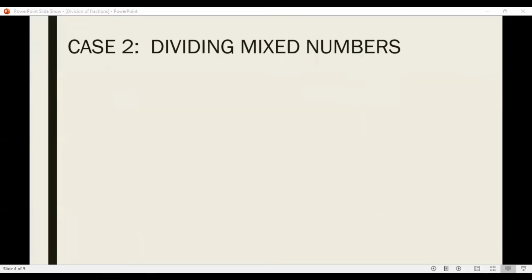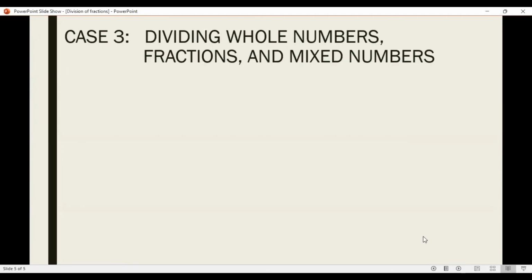Okay, there is another method wherein you are dividing by whole numbers, fractions, and mixed numbers. So let's have a combination of this. So suppose you have here 3 and 1/3, and we are dividing this by, let's say for instance, 5, and we are dividing this also by 2 over 7.